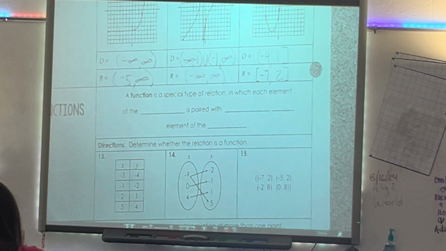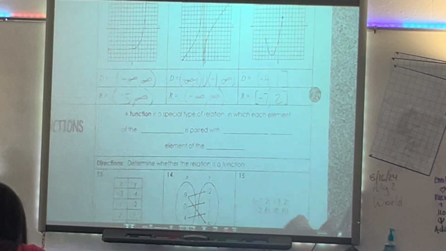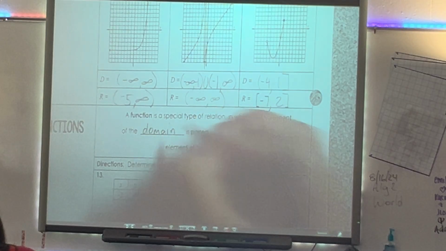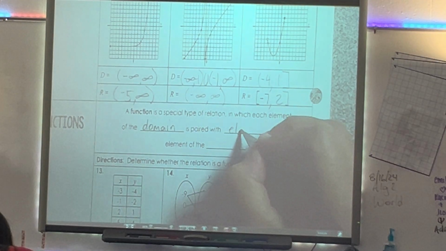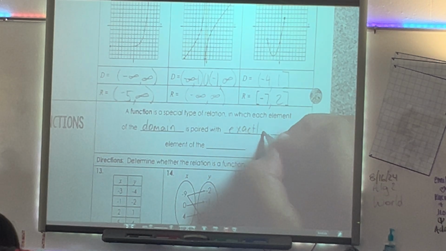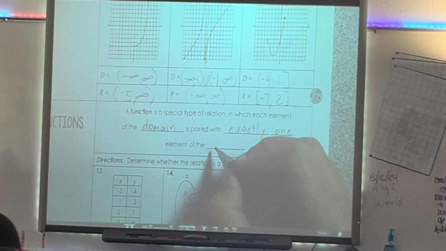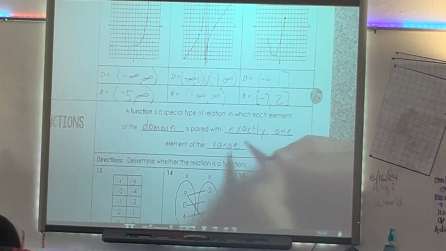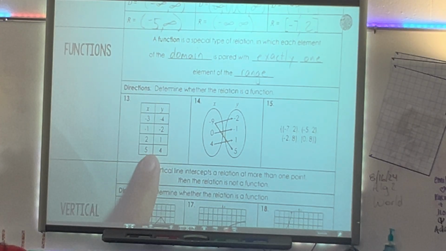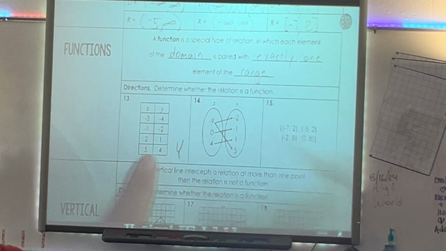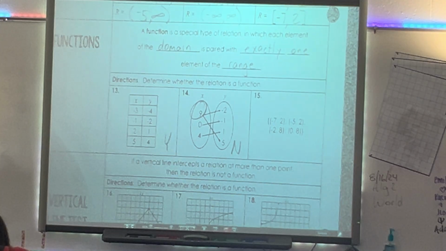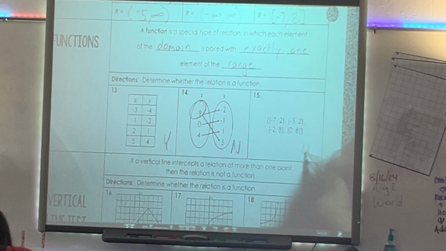Alright, so a function, obviously means that each element of the domain, or the x value, is paired with exactly one element of the range. So x can only have one y, this is not new. Alright, so function, yes or no? 13, yes. 14, no, because of the 9. Alright, and 15, yes, okay.